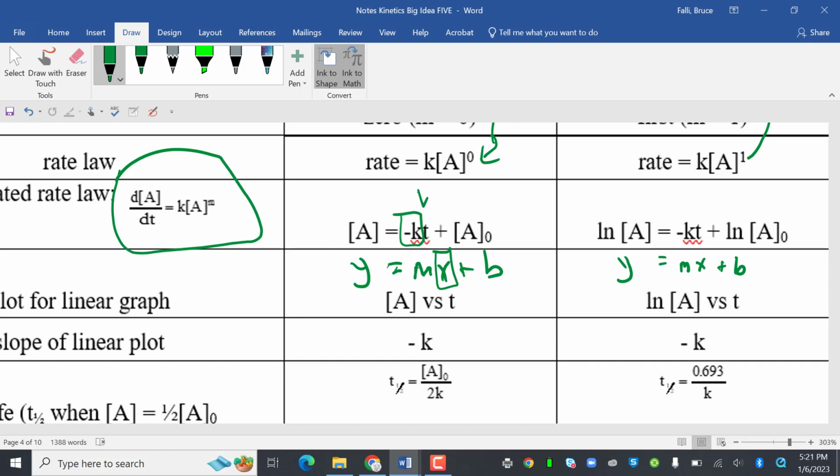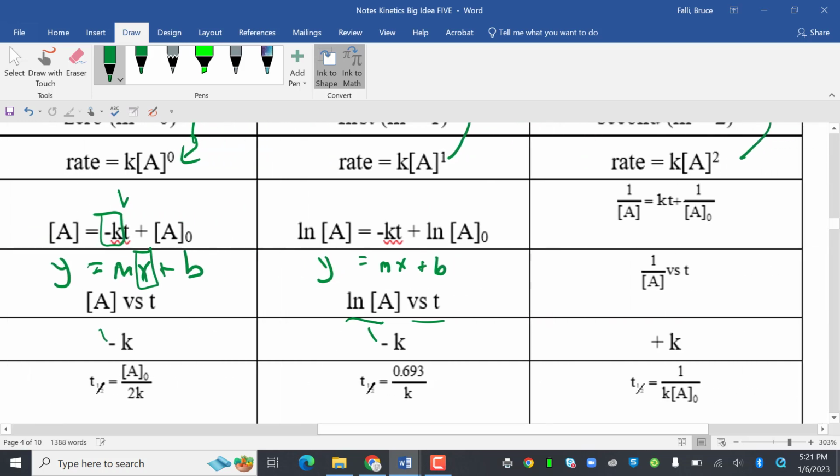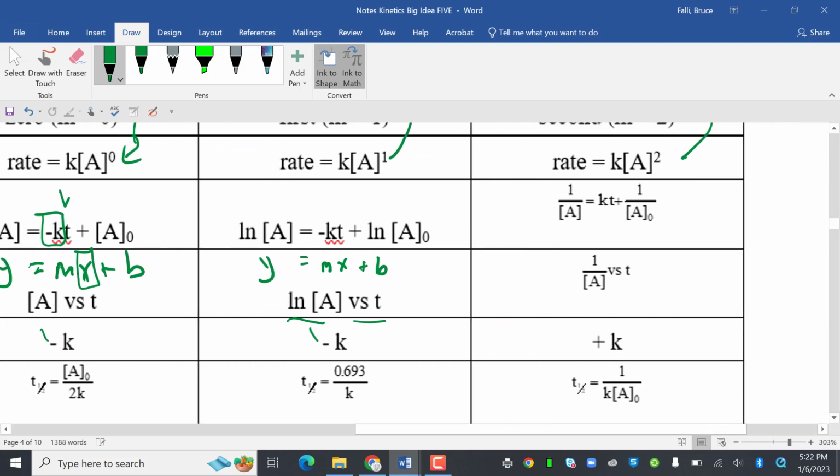So the natural log of [A] versus t. Okay, and notice the slope would be negative because it's got a negative here. The slope would be negative as you have negative here. And here I have 1 over [A] equals positive kt.